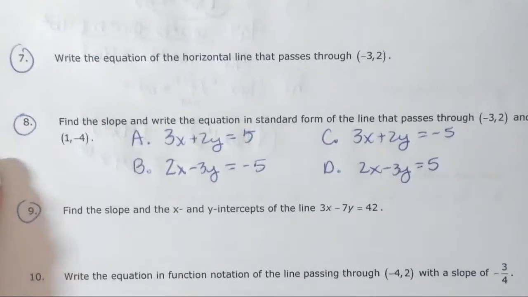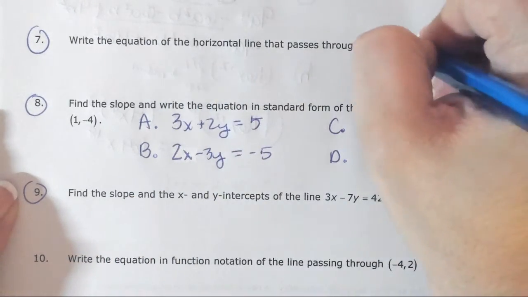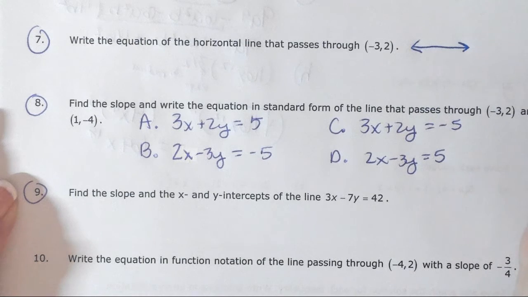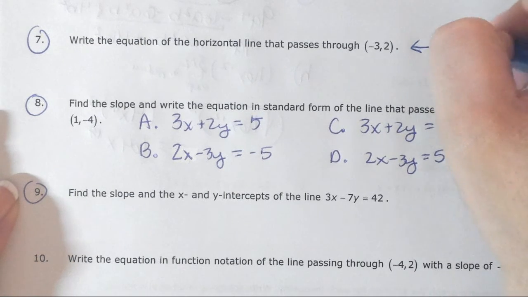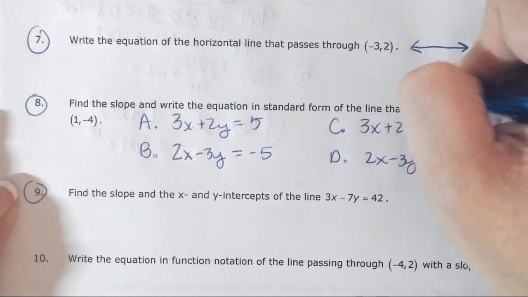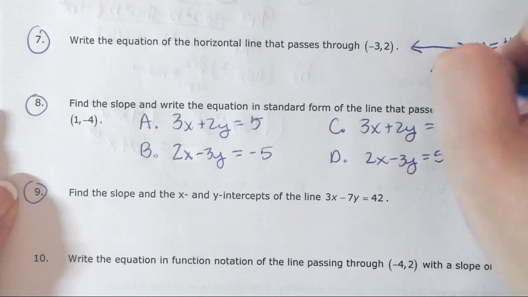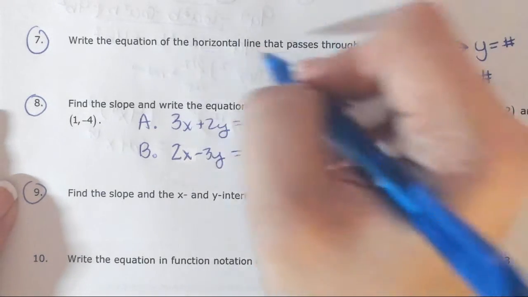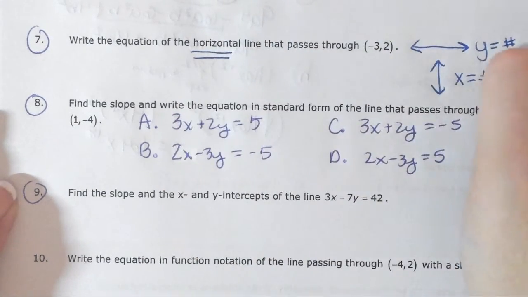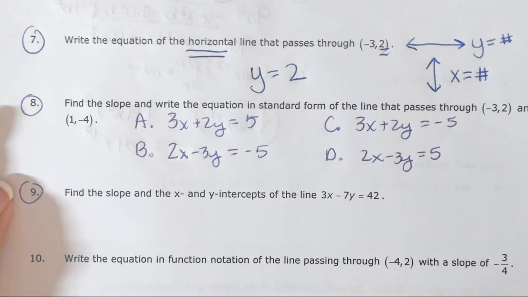Okay, we're going to start here again on number 7. A horizontal line goes from left to right. It goes through the y-axis, so it's y equals a number. A vertical line goes up and down. It goes through the x-axis, so it's x equals a number. Since this is asking for the horizontal, we're looking for y equals. Well, y is 2 in this point, so y is going to equal 2.